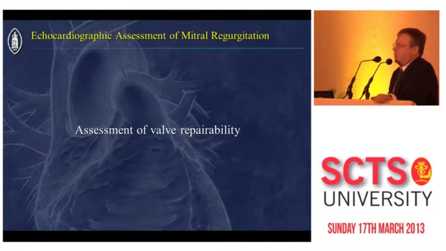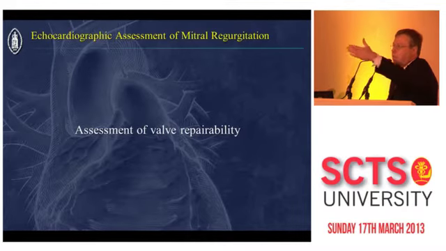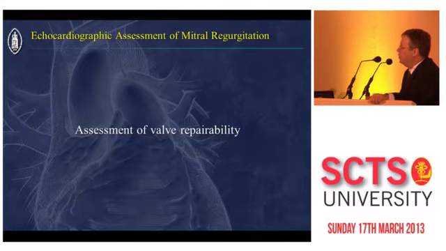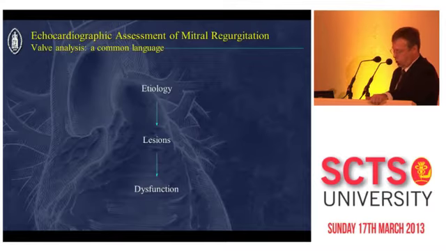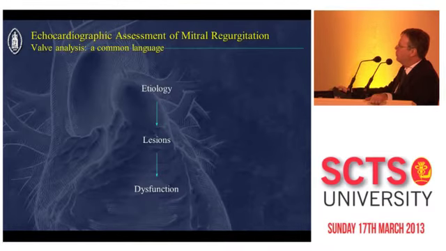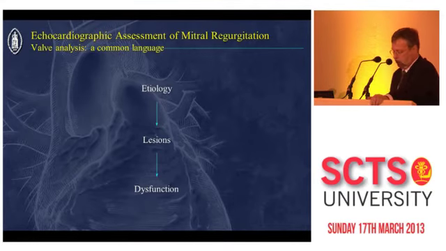So this being said, I was thinking I was more or less going to concentrate on how to assess valve repairability. This is immediately along the questions that were asked to the previous speaker. So the assessment of repairability is something which is very important. You know that mitral regurgitation is due to dysfunction of the mitral valve. That dysfunction is caused by lesions, and of course these lesions have an etiology. There is an etiopathogenic mechanism at play here.